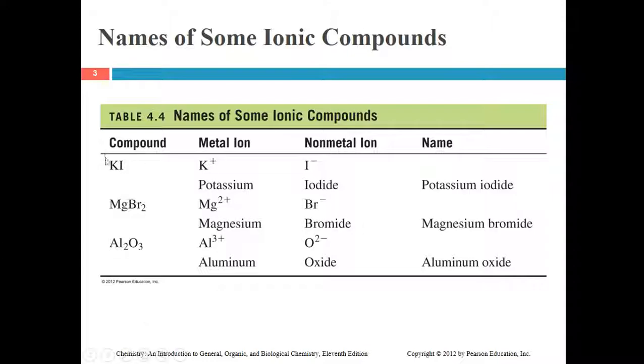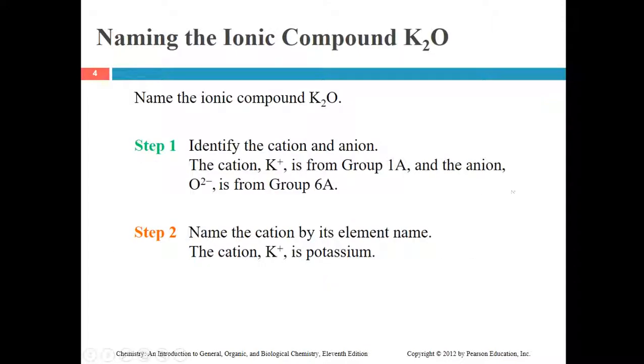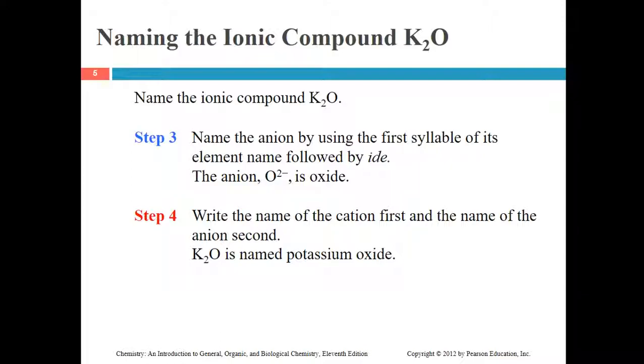Our metal is first, KMgAl. Notice the anion is second, and we change the ending to "-ide." Name the ionic compound K2O. We first identify the cation and the anion. Our K is first, that is our positive one. That's going to be the metal. Our O is the anion, the negative one, so that is going to have its name changed to -ide. When we put it all together, we have potassium oxide.